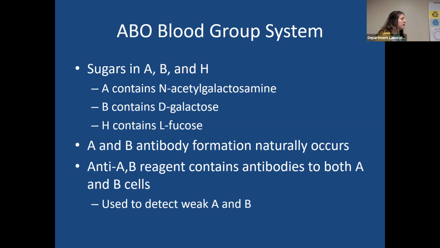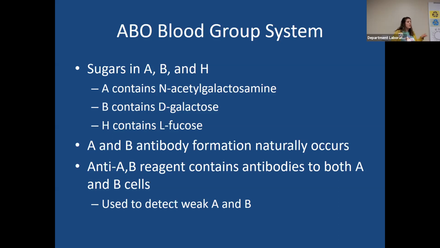Why do we use it as a reagent? Think about if you had a weak subgroup of A. Remember that we said weak subgroups of A often have a very weak antigenic expression. Sometimes with our blood bank testing, our reagents will not detect that. So you could have a group A patient with a negative reaction in your forward typing with your anti-A.